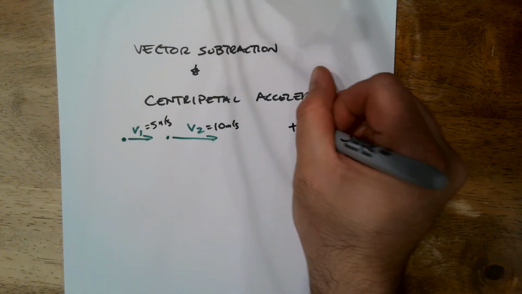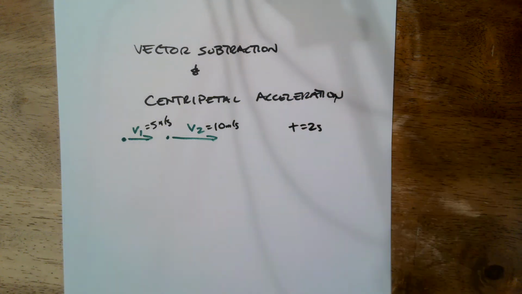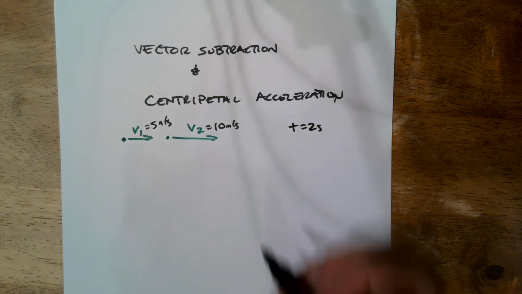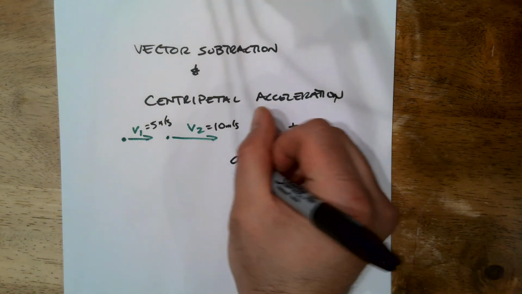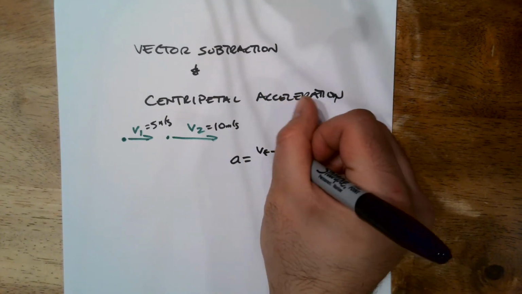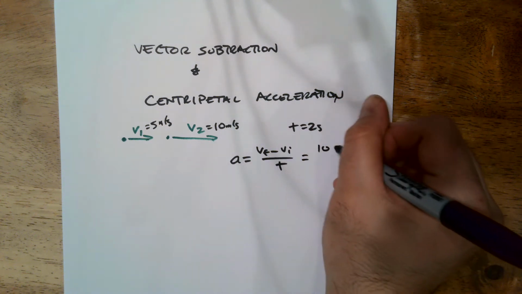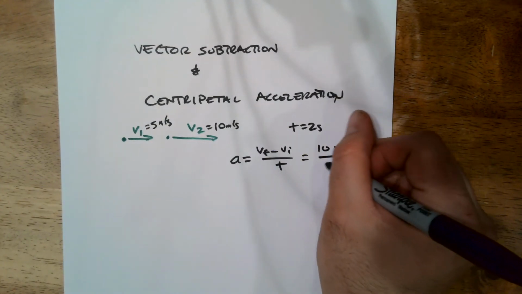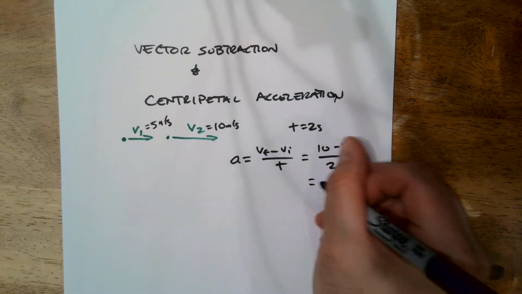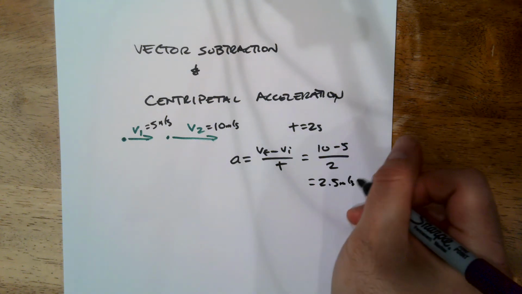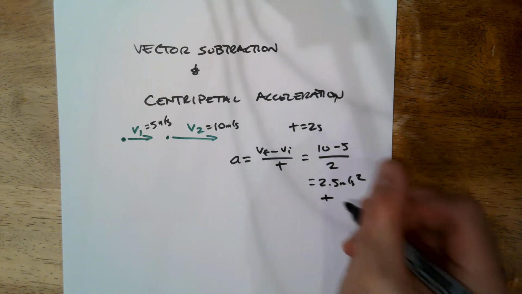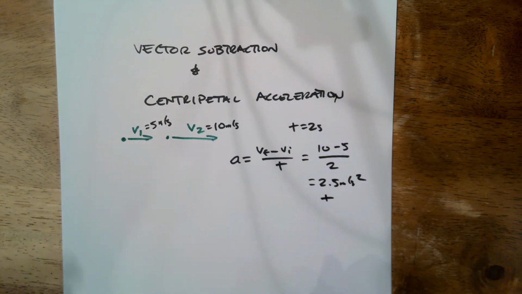And if this were, let's say, in a time of 2 seconds, what we used to do was numerically calculate the acceleration. We would just say, well, acceleration is final velocity minus initial velocity over time. So in this case it would be 10 minus 5 over a time of 2. So I guess that would be 2.5 meters per second squared. And by the way, that's a positive number, so we know that the direction of the acceleration is to the right.